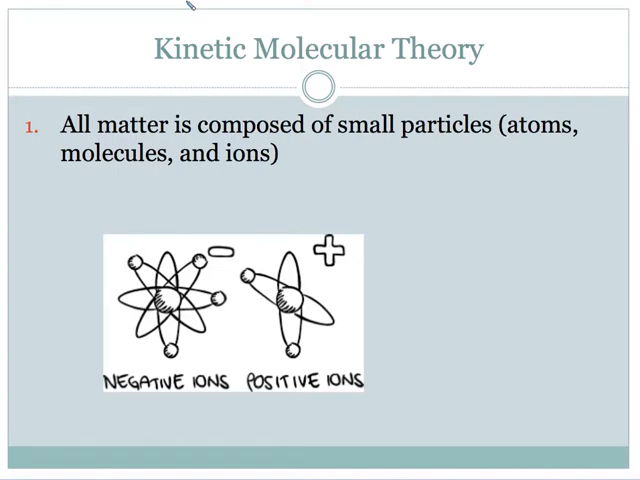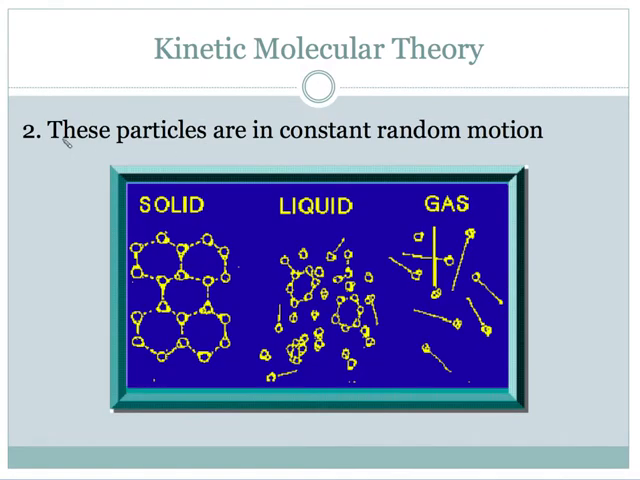There are some premises, things that need to be true for this to happen. There are three parts to the kinetic molecular theory. One is that all matter is composed of small particles. Call them atoms, call them molecules, call them ions. All matter is composed of small particles. Two, those particles are in constant random motion.